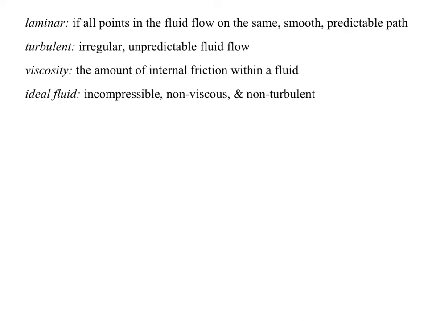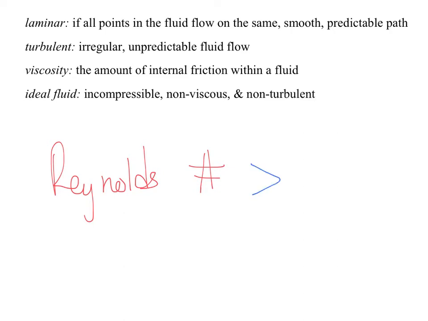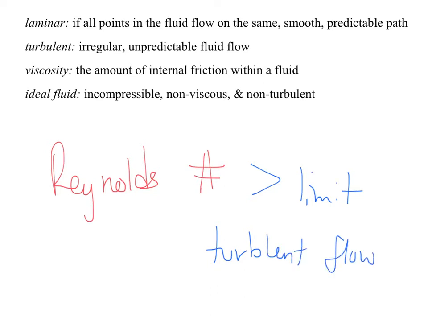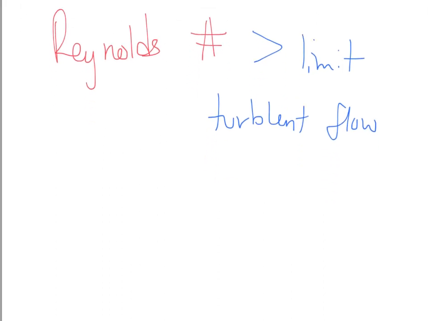There's a term called the Reynolds number. Reynolds number is an indicating factor of whether or not a fluid flowing will be turbulent or laminar. There's a limit. If the Reynolds number is greater than the limit, you have turbulence. And if not, you have laminar flow.